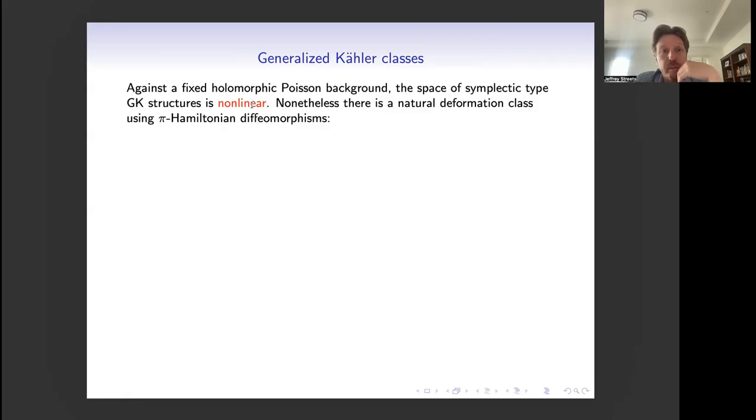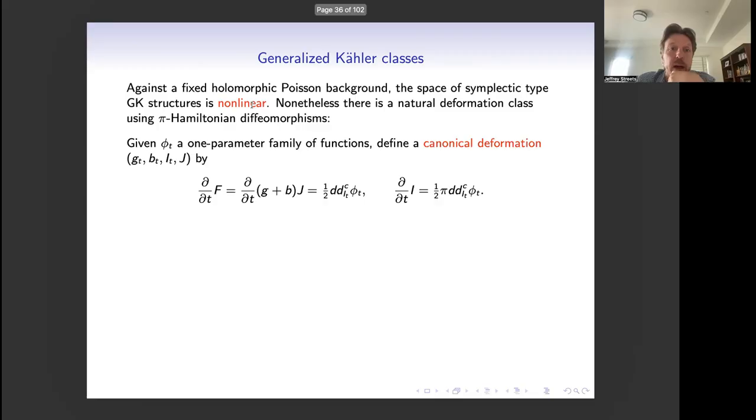As I said, this class of symplectic type generalized Kähler structures is nonlinear, but nonetheless there's a natural deformation class that you can write down using pi-Hamiltonian diffeomorphisms. So here we go. If I have phi_t, a one-parameter family of functions, I'll call a canonical deformation a one-parameter family G_t, B_t, I_t, and J like this. Again, J is fixed.